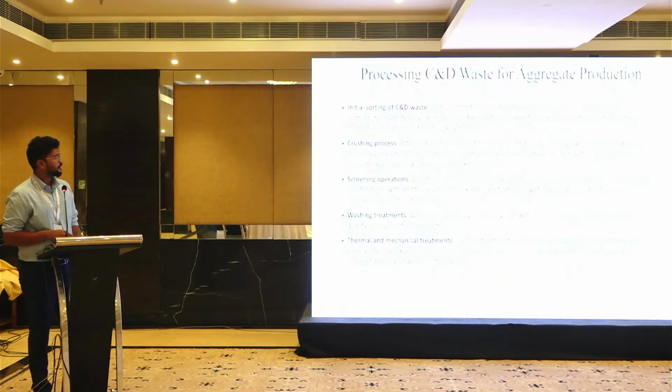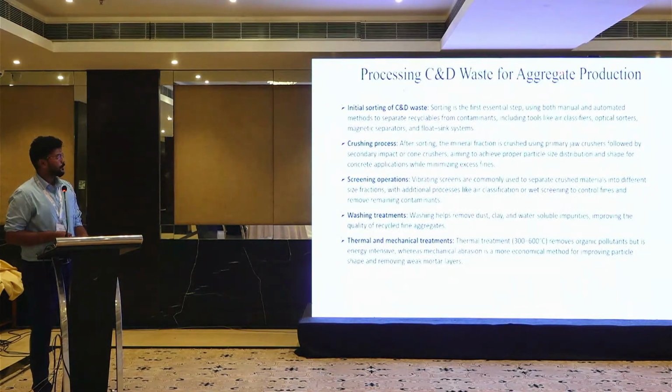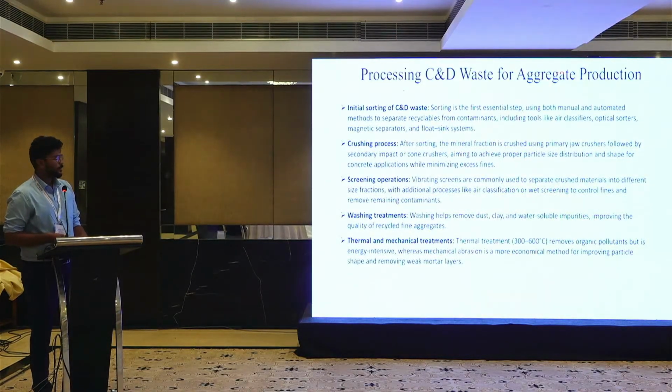And processing of C&D waste. First we initially sort the C&D waste, and then the processing happens. In the screening operation, vibrating screens are usually used to separate the crushed material into different size fractions. Then washing treatments remove dust, clay, and water-soluble impurities, and mechanical treatment is conducted to remove inorganic pollutants.